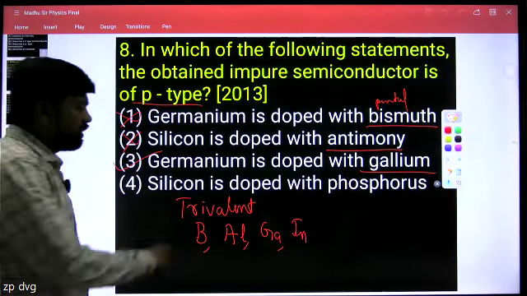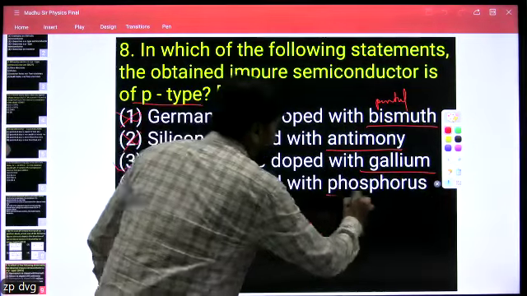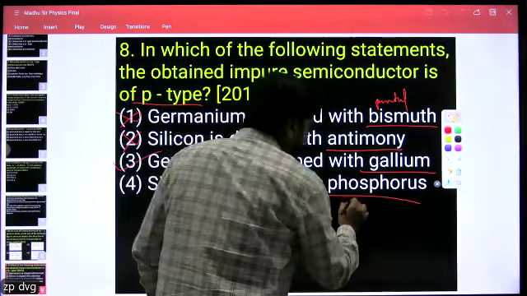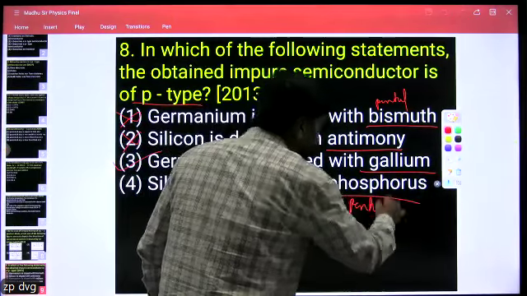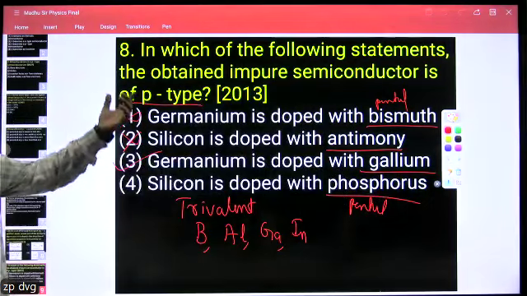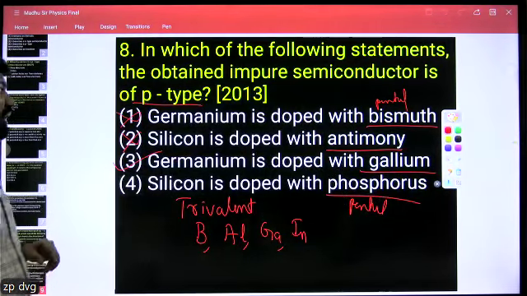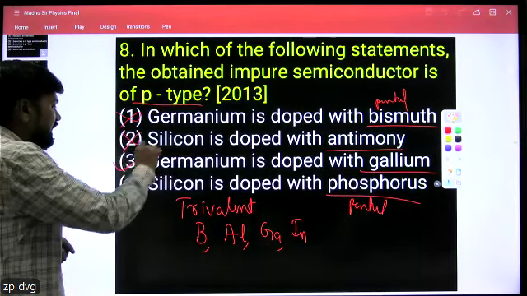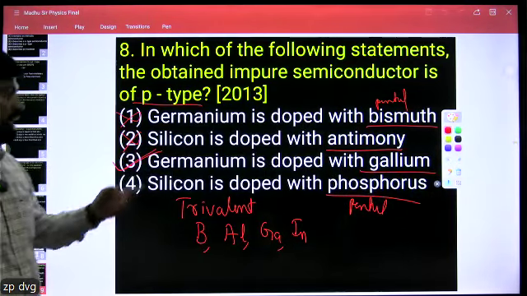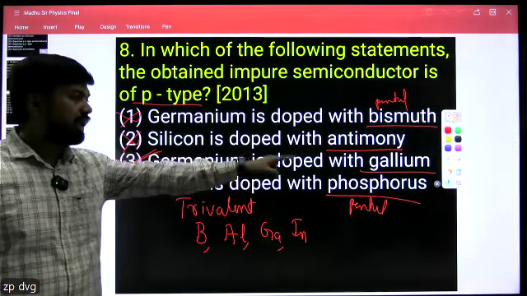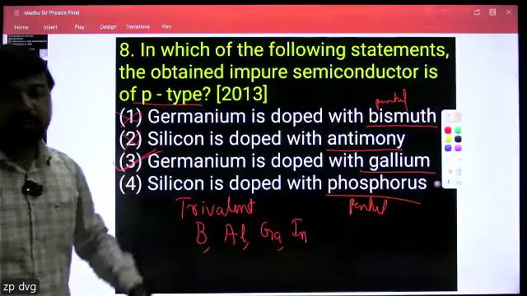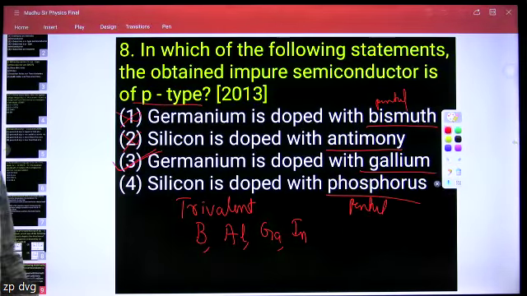Option 4 ಕೂಡ ಚೆಕ್ ಮಾಡ್ಕೊಳ್ಳೋಣ. Silicon is doped with phosphorus. Phosphorus is also an example for what? Pentavalent. Pentavalent ಅಂದ ತಕ್ಷಣ we are going to get N type semiconductor. ಈ 4 ಆಪ್ಷನ್ಸ್ ಅಲ್ಲಿ ವಿಚ್ ಒನ್ ಈಸ್ ರೈಟ್ ಆಗುತ್ತೆ ಅಂದ್ರೆ ಆಪ್ಷನ್ 3 is right. Germanium is doped with gallium. We are going to get P type semiconductor. The next question.